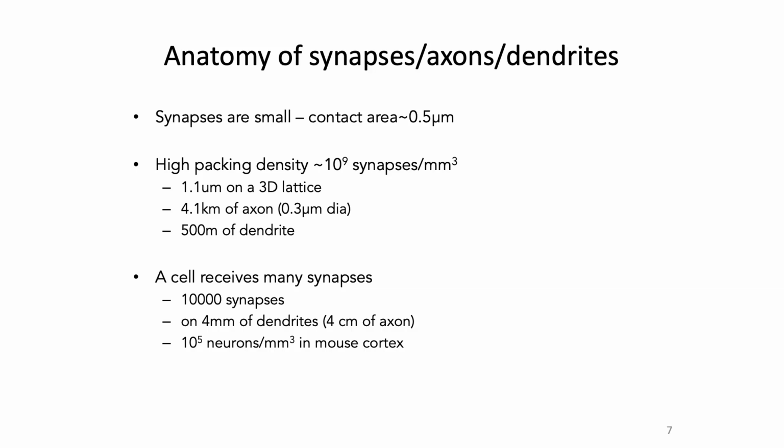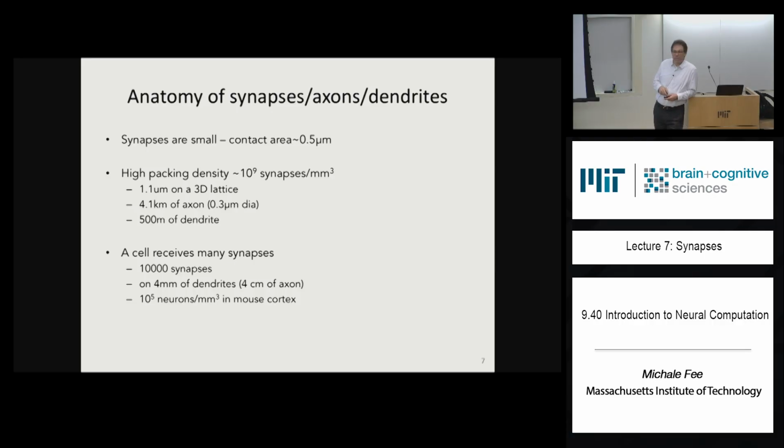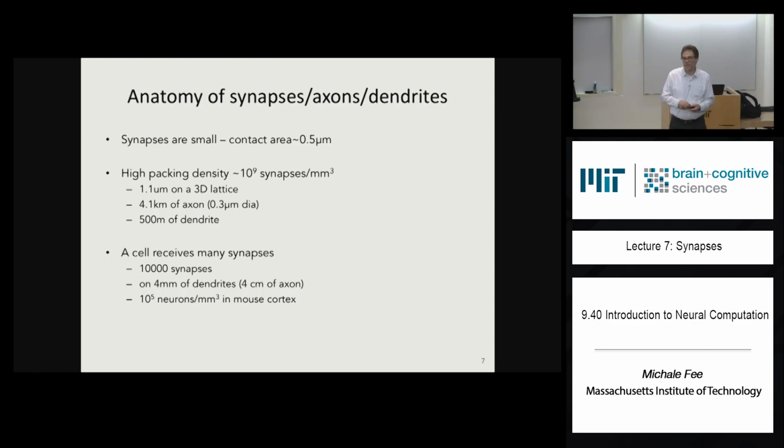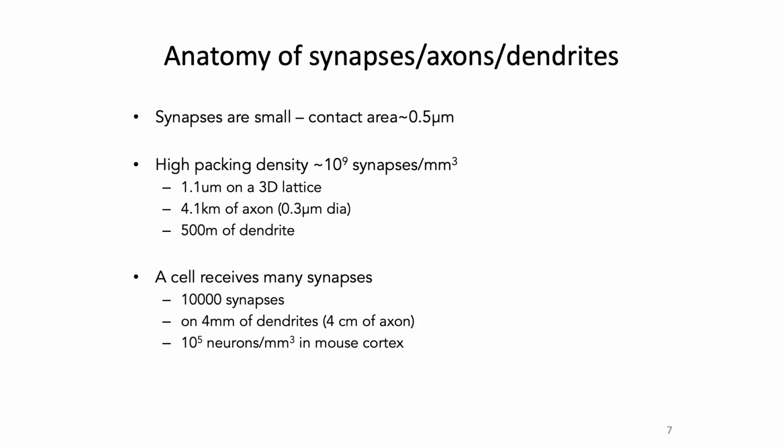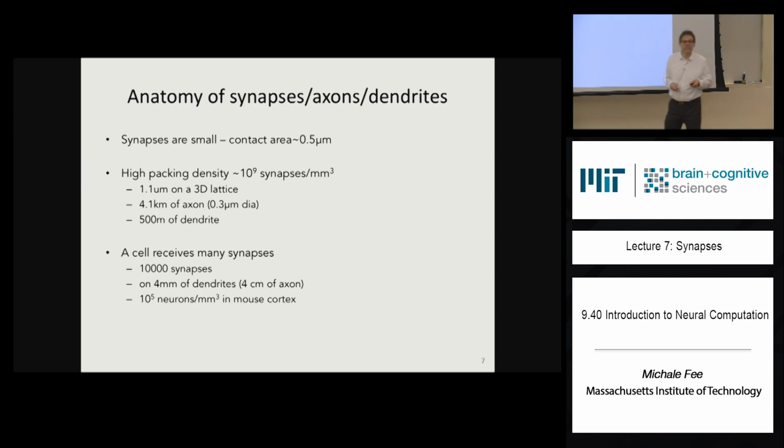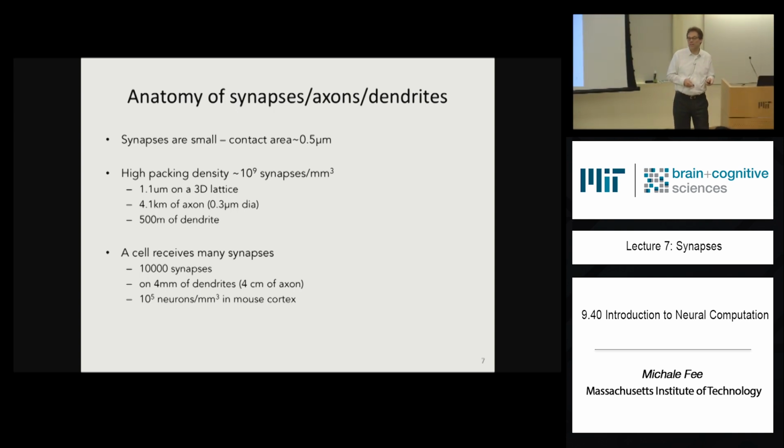There are 4.1 kilometers of axon in that same cubic millimeter, and 500 meters of dendrite. A typical cortical cell receives about 10,000 synapses. Each cell has about 4 millimeters of dendrite and 4 centimeters of axon. There are about 10 to the 5 neurons per cubic millimeter in the mouse cortex, and in your entire brain there are about 10 to the 8 neurons, which is roughly the same as the number of stars in our galaxy.